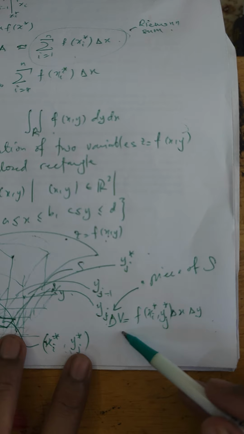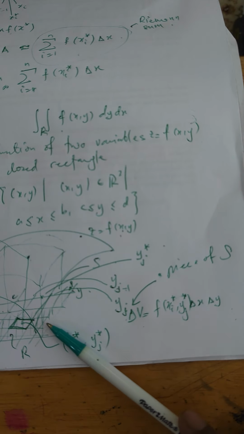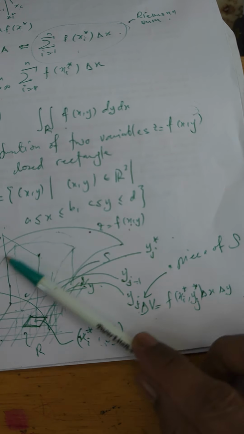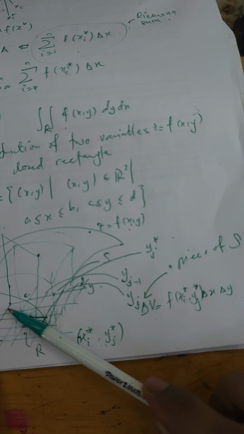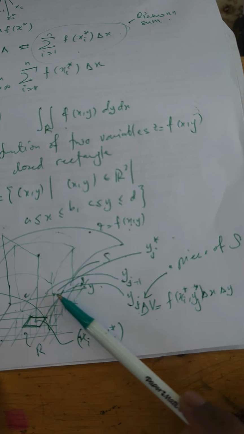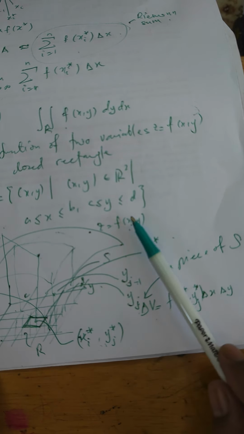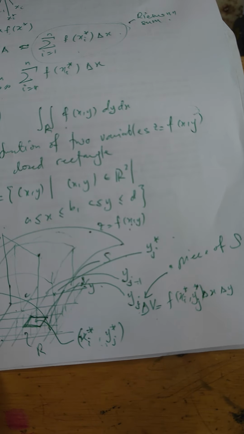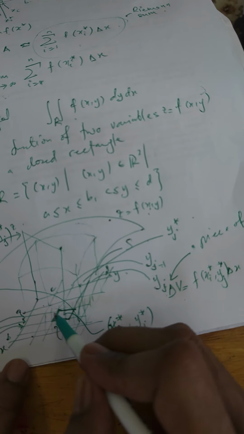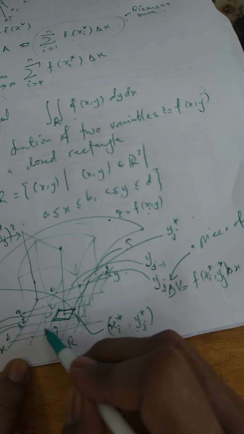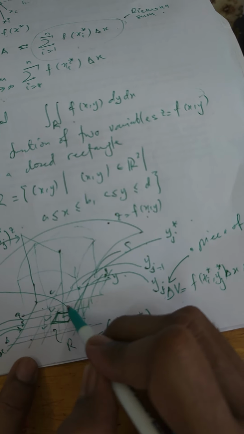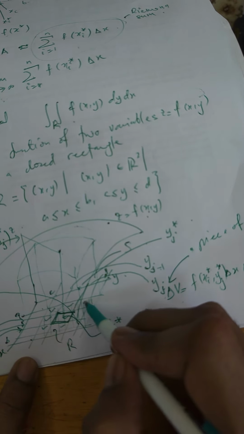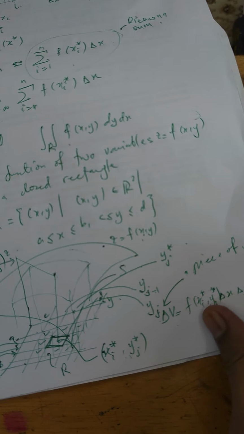So we have this. Now, in order to find the volume of the entire solid S, bounded by x between a and b, y between c and d, and the surface f, what we need to do is sum up all these small pieces, add up those things.